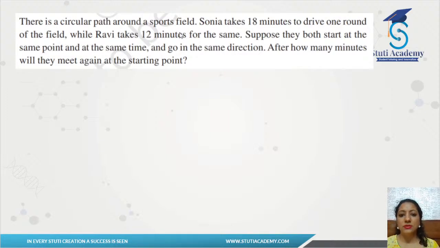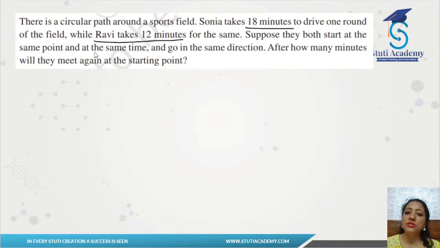just try to understand the question. It is very logical that we have two people, Sonia and Ravi. They're taking rounds along a circular path in a sports field, and Sonia takes 18 minutes to take one round. Ravi takes 12 minutes for the same. That means to take the same round, he takes 12 minutes.